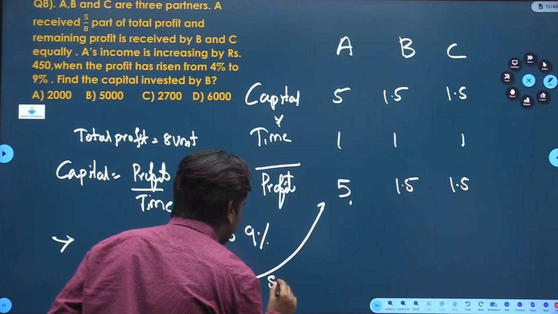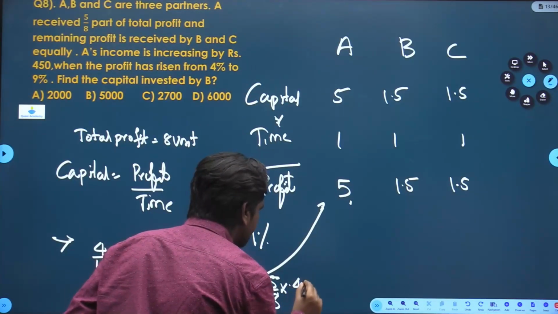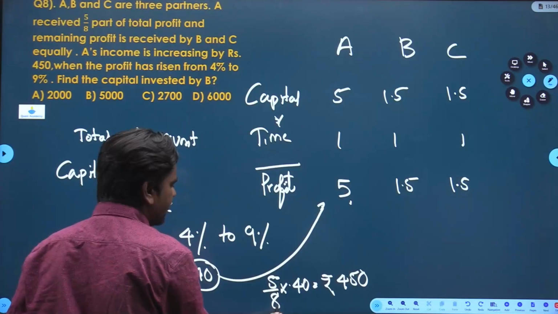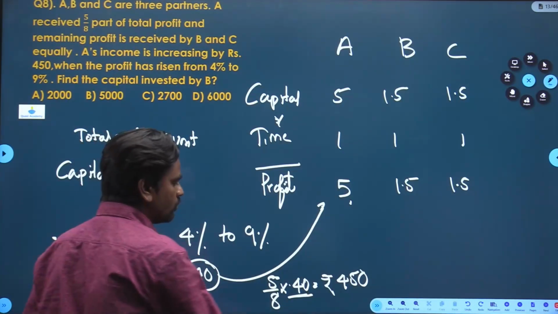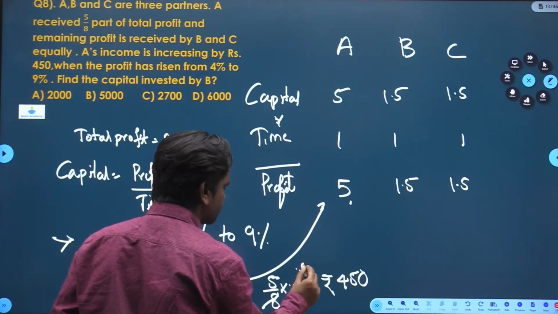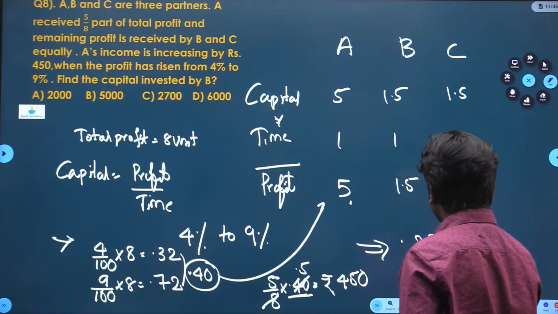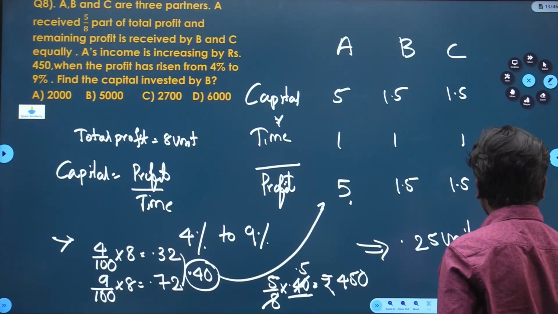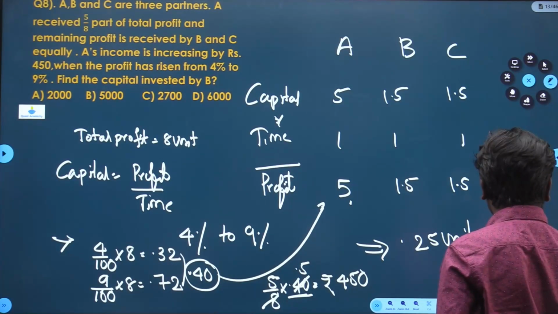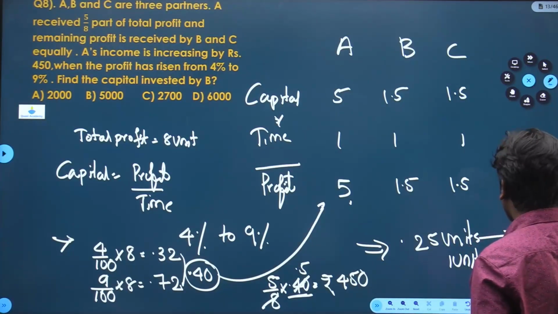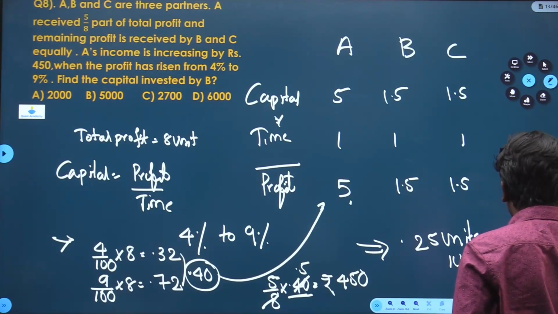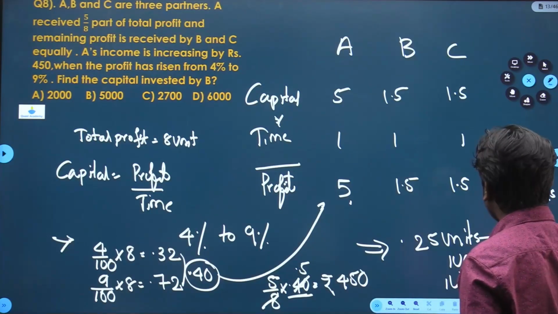Here we can write 5/8 into this difference is nothing but 450 rupees. His share is 5 out of 8, so 5/8 into the total difference of profit is equal to 450 rupees. So 0.25 units is nothing but 450 rupees. So 1 unit is equal to 1800 rupees.